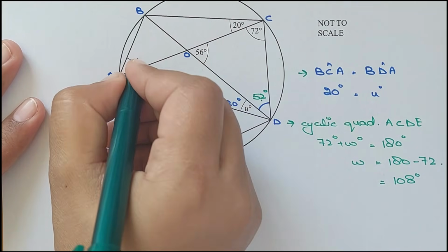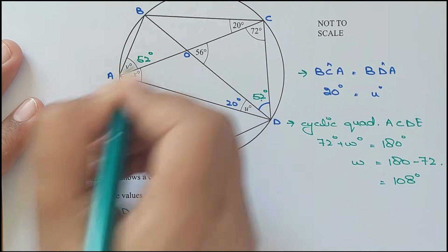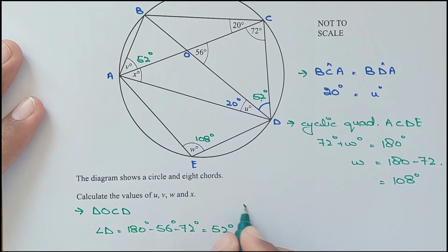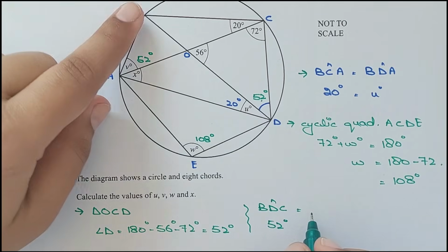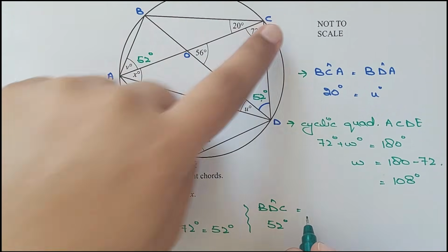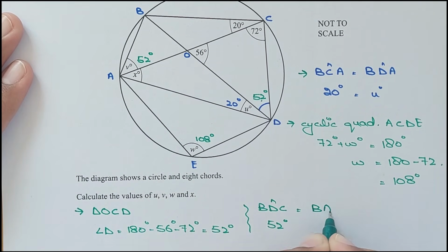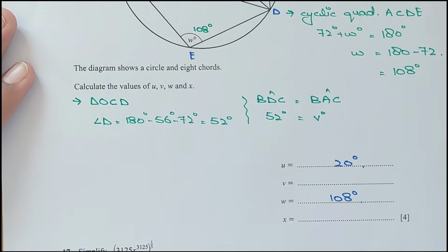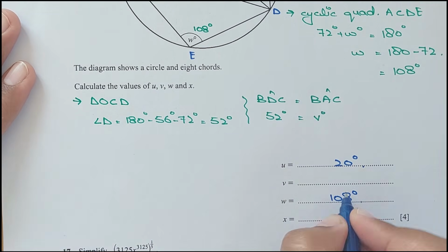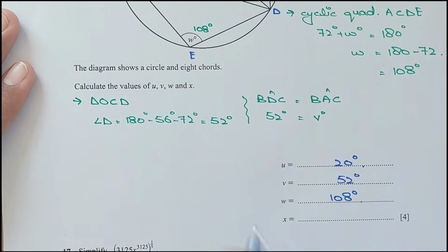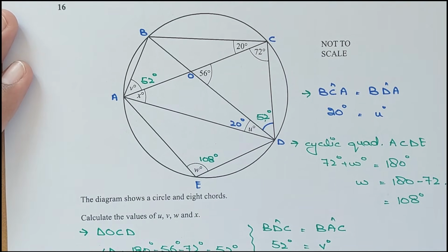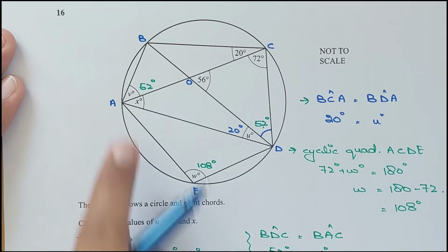BAC is also 52, the same segment, right? Let me show over here. BDC is 52 degrees. BDC, BAC, this is v. So angle v we got is 52 degrees. Now we are just left with x. Okay, so where is x? So angle x is over here.